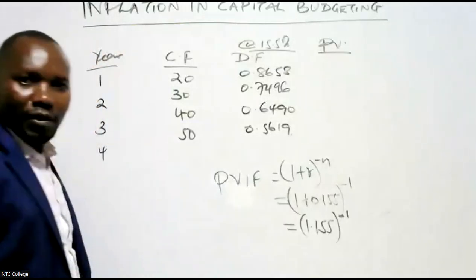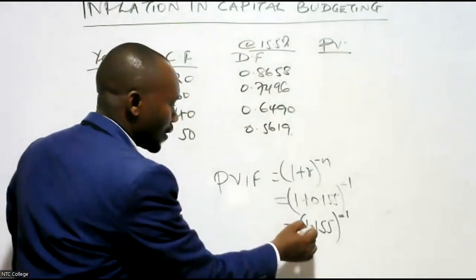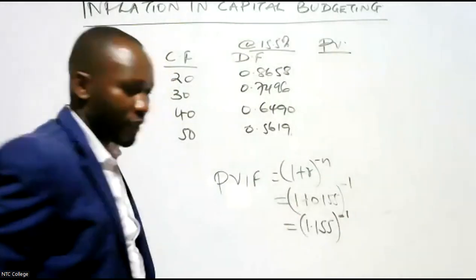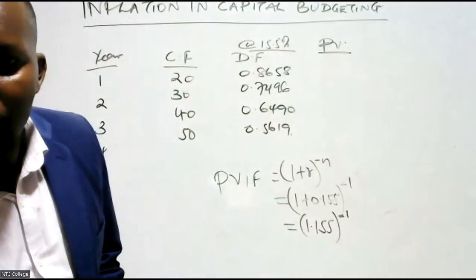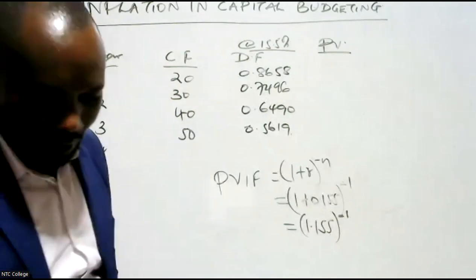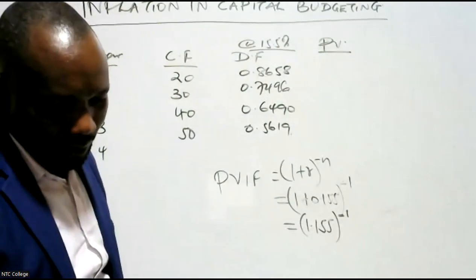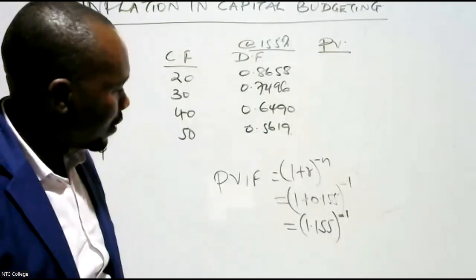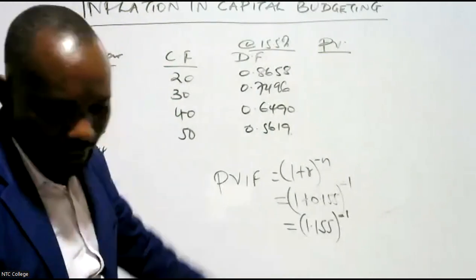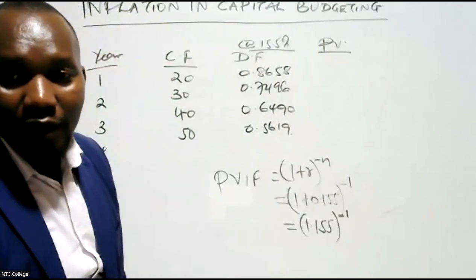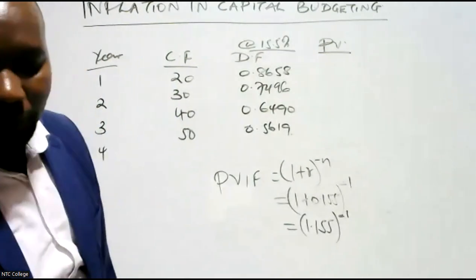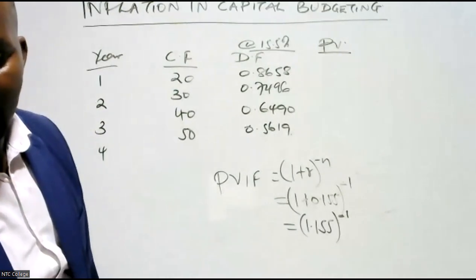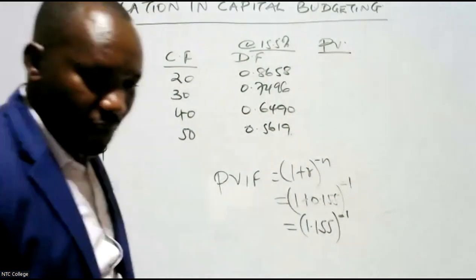Those who have tried, tell me, what are you seeing here? 1.155. What do you get? Mimi I'm getting 0.0606. You're getting? 0.0606. Yes, mwalimu. Are you guys sure that is what you're getting?